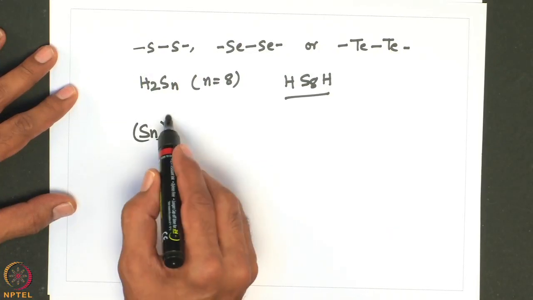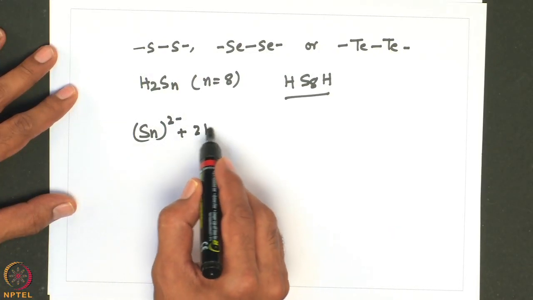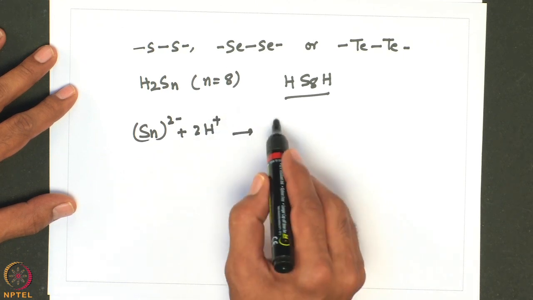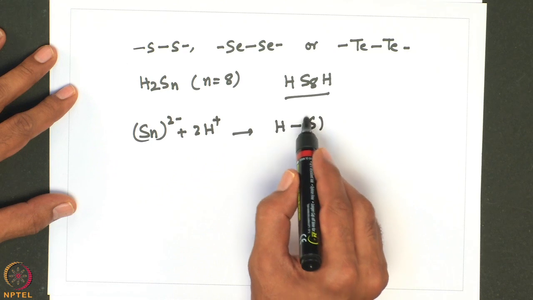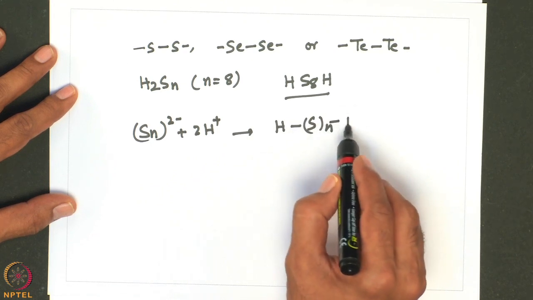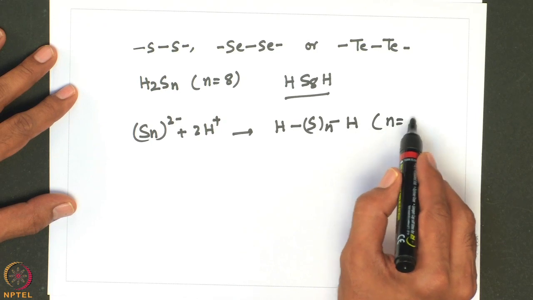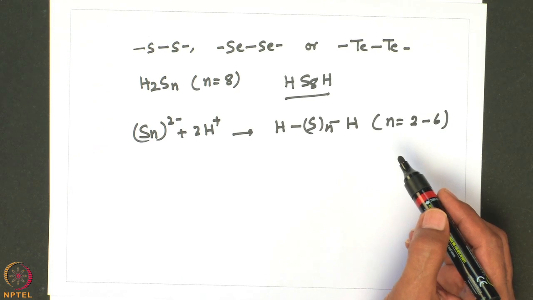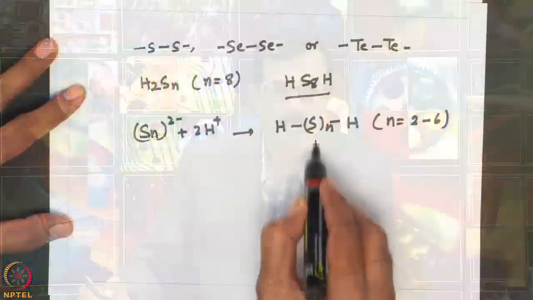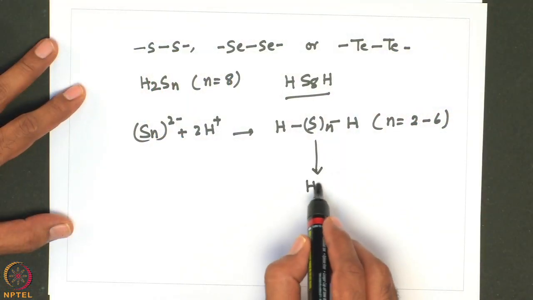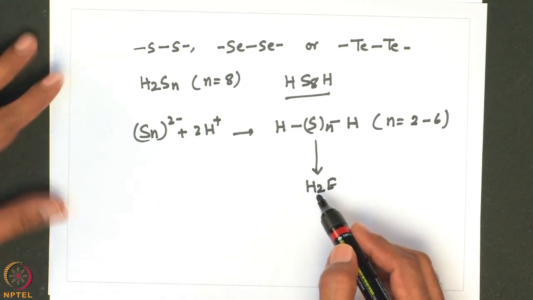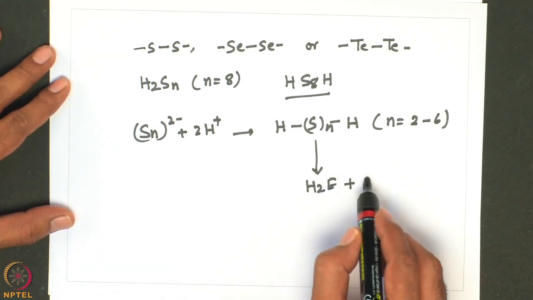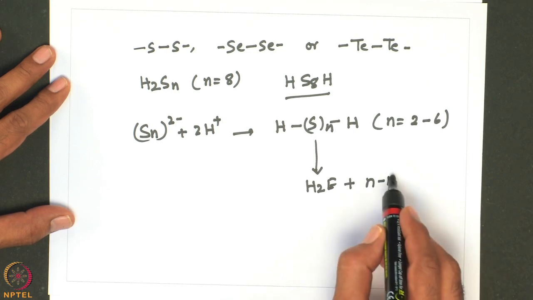For example, Sn2-, when it is treated with 2H+, can form H2Sn. Here, as I said, n can be anywhere between 2 to 6. Polysulfanes are unstable and give the element and H2E. So, this one essentially decomposes to give the sulfide or the corresponding hydride plus elemental chalcogen.